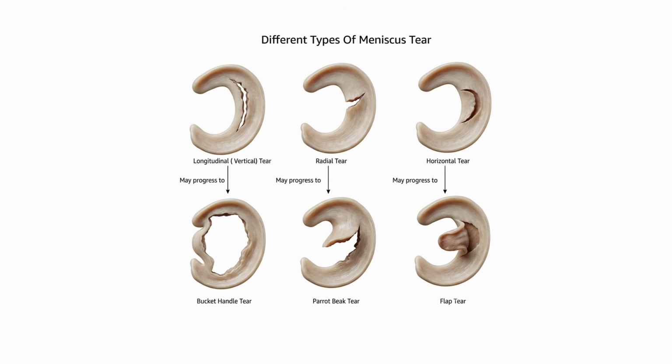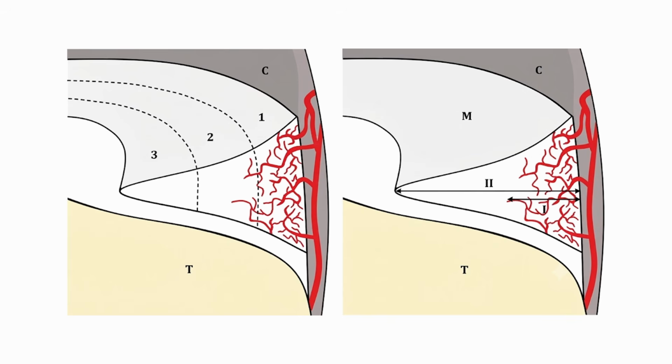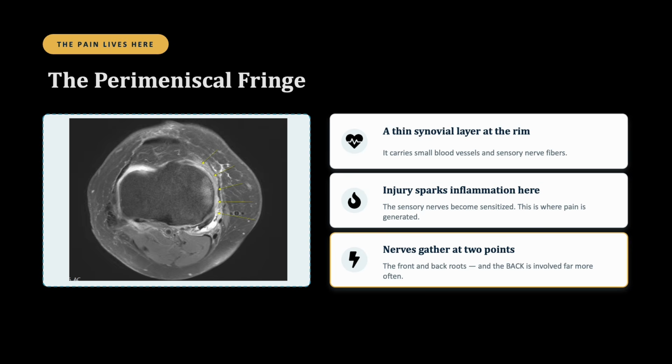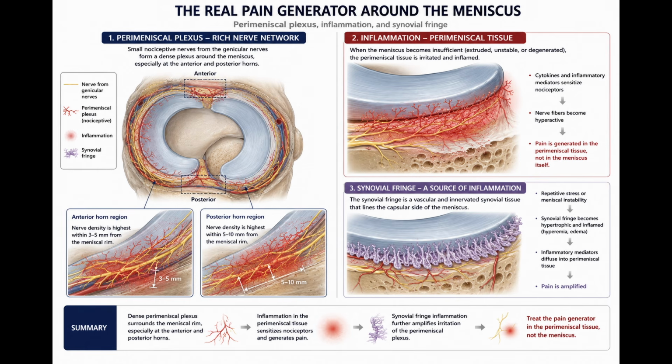Many people assume that pain comes from the torn part of the meniscus itself. In reality, the inner portion of the meniscus has very little blood supply and very few sensory nerves. The painful tissue is usually found at the outer rim of the meniscus. This outer margin is covered by a thin layer of synovial tissue called the perimeniscal fringe. Within this tissue are small blood vessels and sensory nerve fibers. When the meniscus is injured or degenerates, inflammation develops in this region, and these sensory nerves become sensitized. This is where pain is commonly generated.